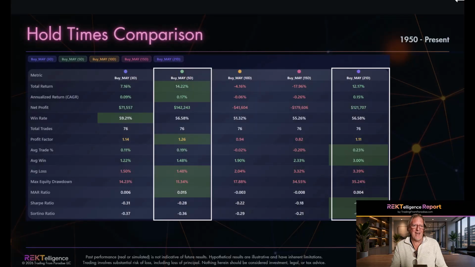Let's take a look at several other holding periods. Here's Strategy Analyzer with a comparison mode where we see a 3-day hold, 5-day hold, 10-day hold, 15-day hold, and then the 21 that we just looked at. And what we see are the white boxes represent the 5 and 21 that we have already taken a look at, and those are the best. If you look at 10-day and 15-day, these have a negative total return from 1950 to the present. So that is an insight to take away from buying May 1st and holding 10 days, 15 days.